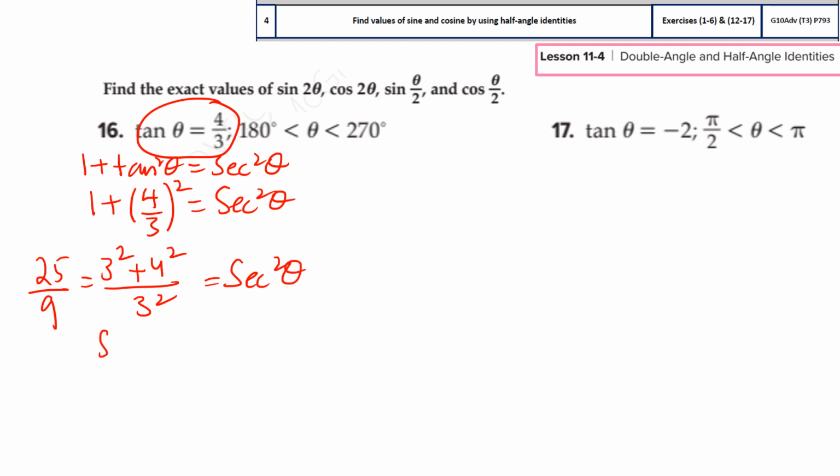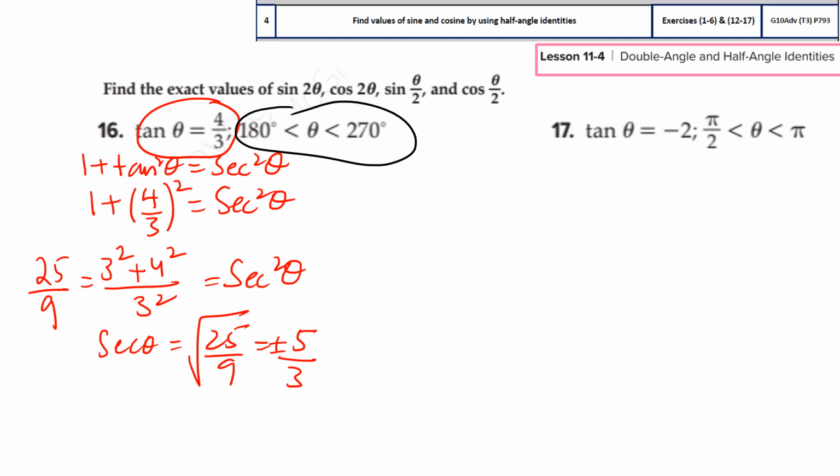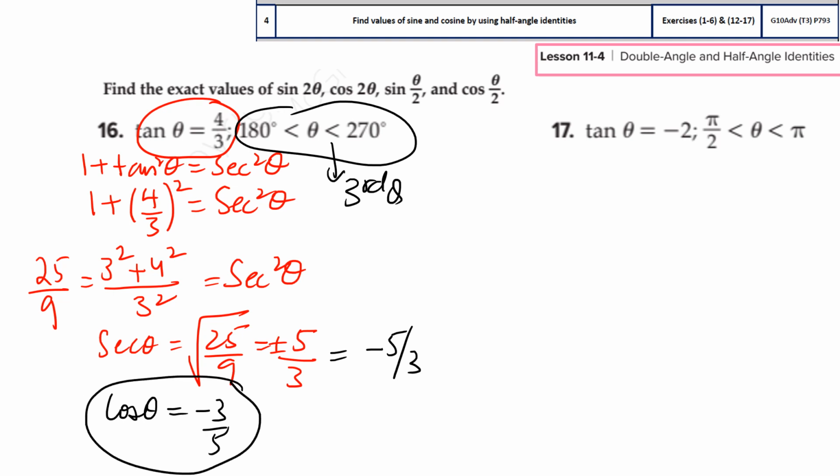Perfect. Now this is my secant square. What I need is secant. So I'll take square root of 25 over 9. So this is 5 over 3 for me. Again, both signs plus and minus. Looking at the quadrant, this is my third quadrant, so we choose the negative value. So how much is your cos theta? Minus 3 by 5.